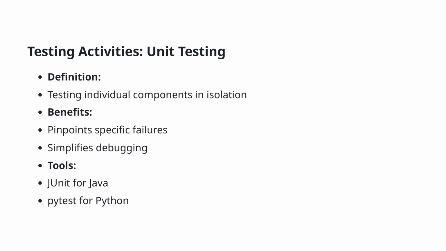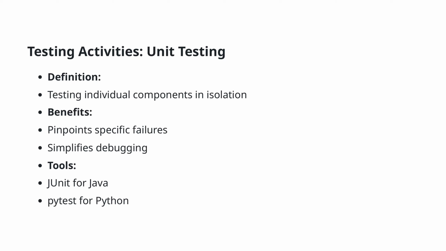In this section, we are focusing on unit testing under our testing activities theme. Unit testing involves testing individual components in isolation. This approach allows us to pinpoint specific failures within our codebase, making it simpler to debug and fix issues at an early stage. By isolating each component, we ensure that each part functions correctly on its own before integrating it into the larger system. One of the major benefits of unit testing is that it simplifies debugging.